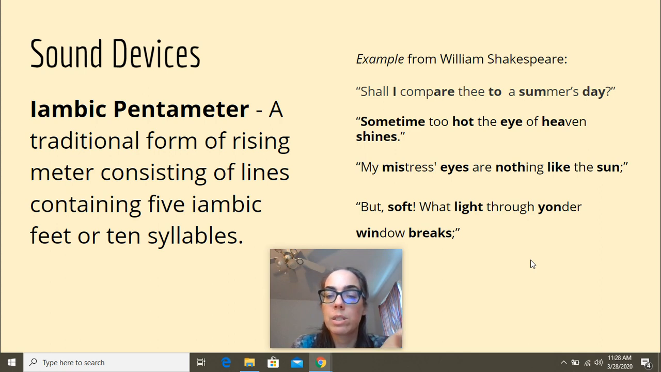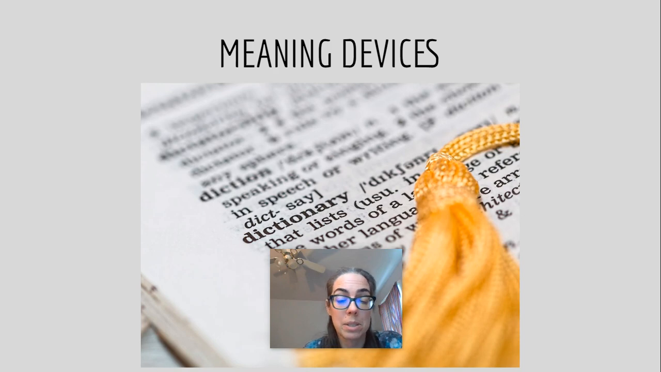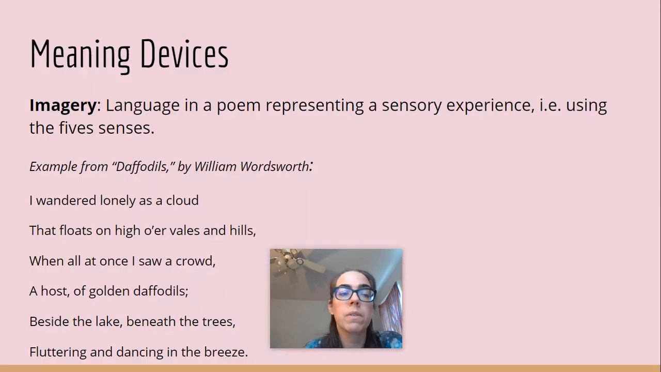So if you look at some of these extremely famous lines, most of these, not all of them, some of them from sonnets, some of them from plays. Shall I compare thee to a summer's day? It's just got a nice music to it. Sometime too hot the eye of heaven shines. My mistress' eyes are nothing like the sun. But soft, what light through yonder window breaks. See, we've got that. And we are going to write some iambic pentameter. You can do it.